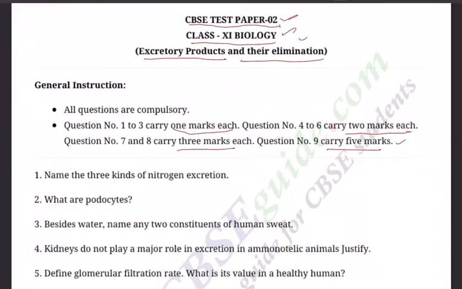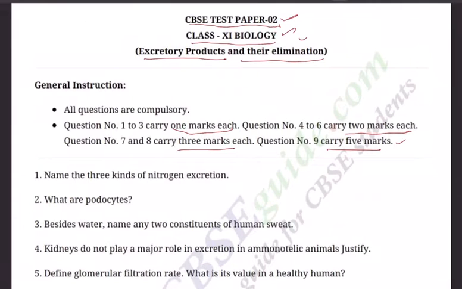So always substantiate your answers, particularly questions of 3 marks and 5 marks nature. You need to substantiate your answer with a beautiful labeled diagram sketch. So keeping that in the background, here we go. First we go with the questions followed by the answers.